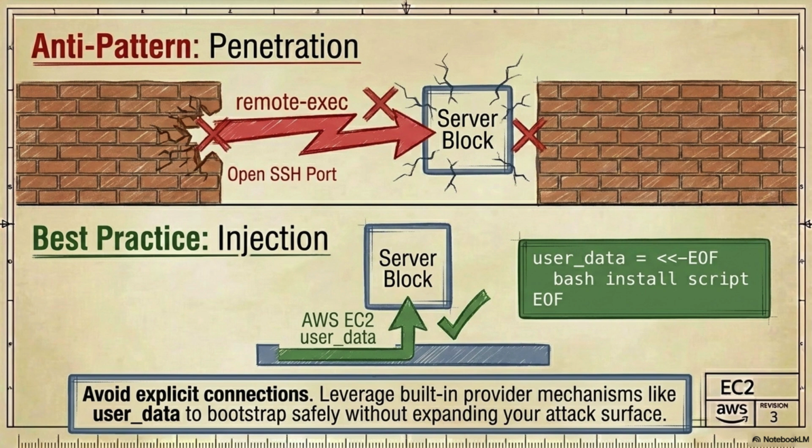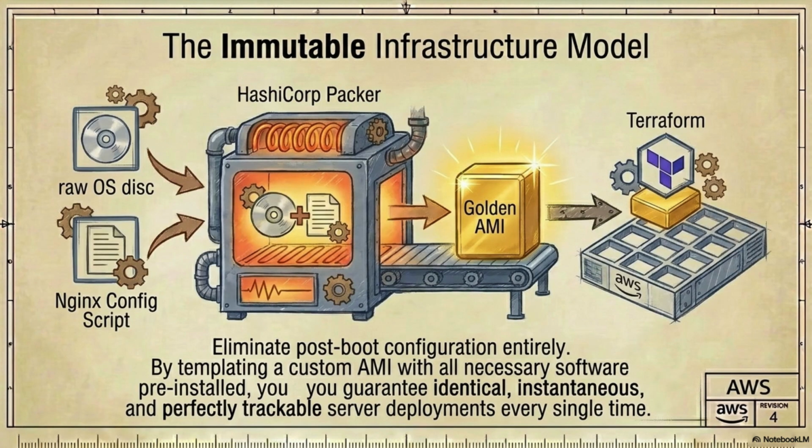Immutable infrastructure. Immutable infrastructure is the most mature deployment model. Instead of configuring servers after launch, everything is pre-installed into custom AMIs. Using Packer, engineers create golden AMIs containing software dependencies and configurations. Terraform then launches fully configured servers instantly. This reduces drift and improves consistency.